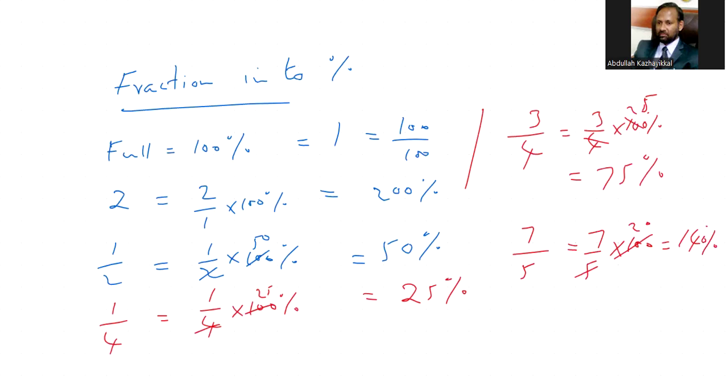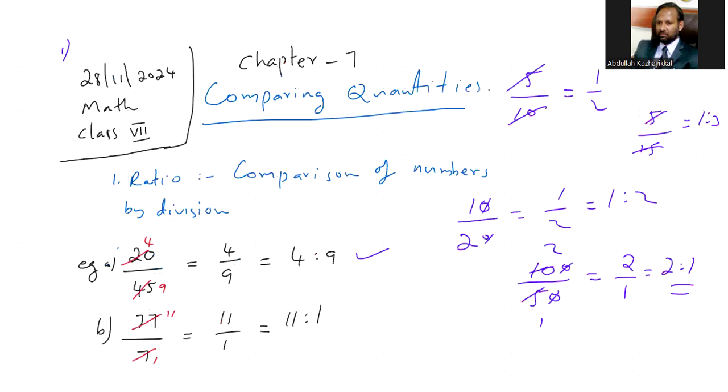All of you now write this one. Please write what I told. First, chapter 7, comparing quantities. Comparison of numbers by division. That means lowest terms expressed by division and comparing. Then after that, what I told you: fraction. Fraction means part by whole.